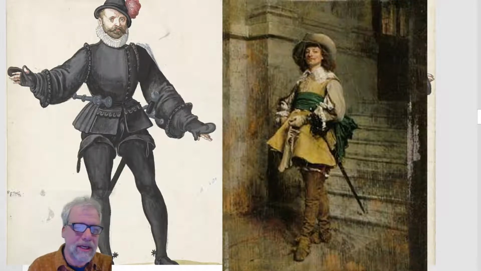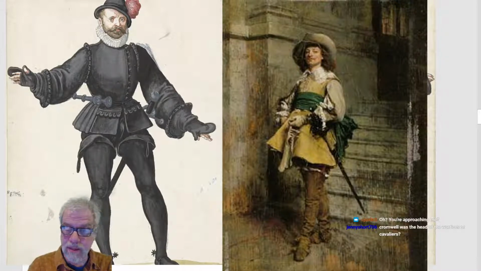So they issue something called the Soldier's Catechism, which is written in English, which tells soldiers what their jobs are. It tells them that they have to support God over the king. The New Model Army would chant verses from the Bible. Cromwell was the head of the Puritans, the Roundheads. Cavaliers were supporters of Charles I.